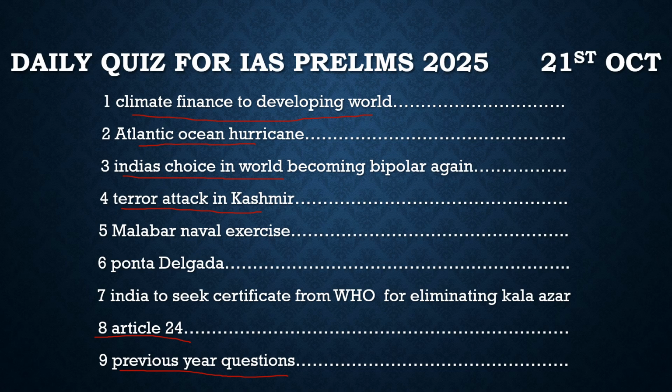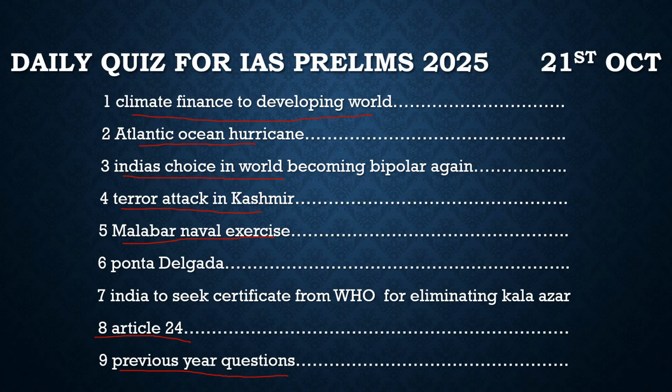After that, there was another article. It is about the Malabar naval exercise. It was conducted in the Bay of Bengal, involving Quad countries: India, Australia, Japan, and the USA. This is what we need to know about it, and with respect to this, we will solve a prelims-based question and get more idea about that.